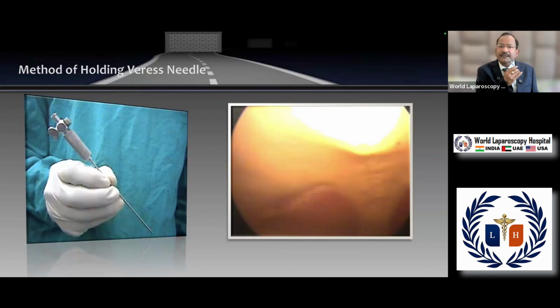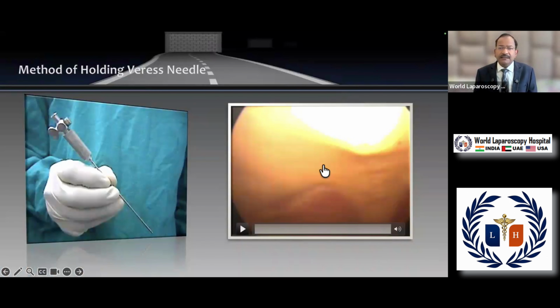Suppose abdominal wall thickness is 2, then 4 centimeter of the tip of the Veress needle should be naked. Because when you put the Veress needle, then there is a tenting of the peritoneum. See, it is tenting, and now it will puncture. So, if you will not hold 4 centimeter extra than the thickness of the abdominal wall, then you will be in pre-peritoneal.